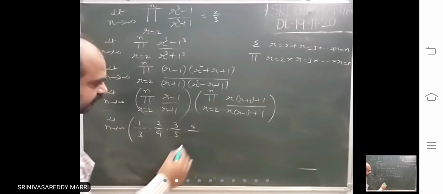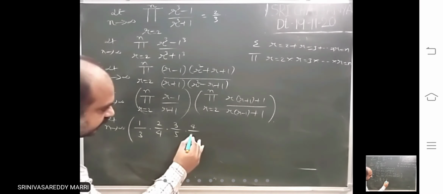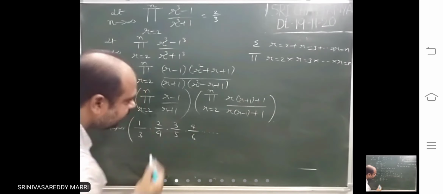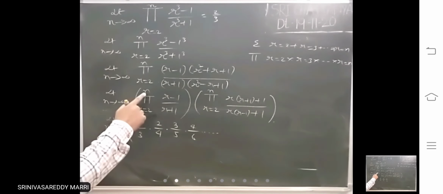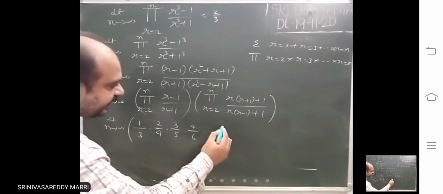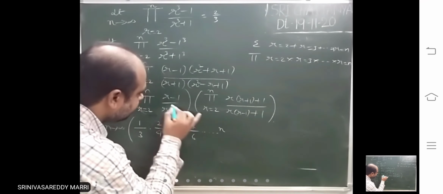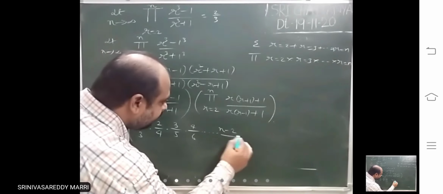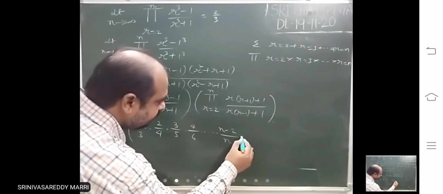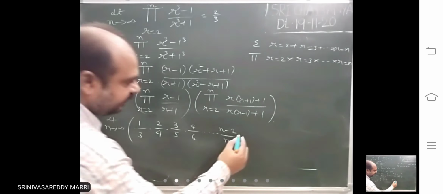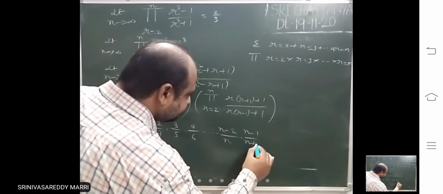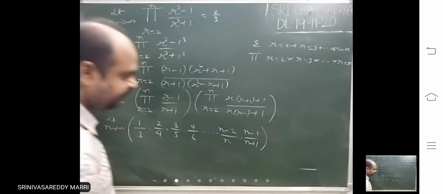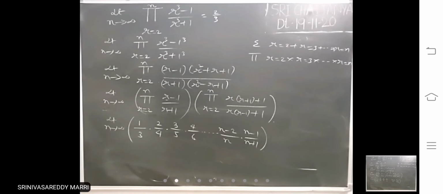5 means 4 divided by 6, and so on. Last n minus 1, I am substituting n minus 1. N minus 1 means n minus 2 divided by n into last n. N means n minus 1 divided by n plus 1. This you will get.